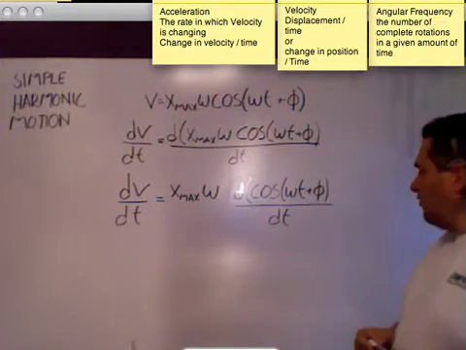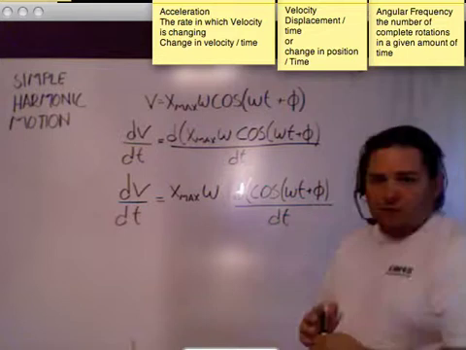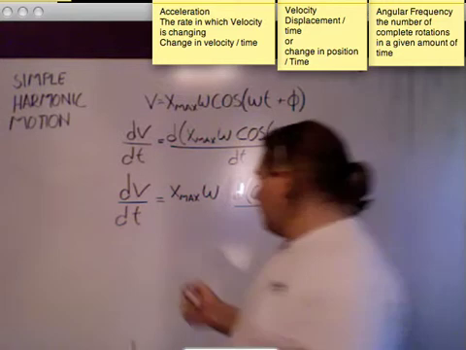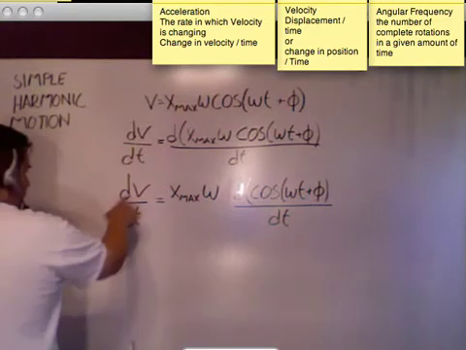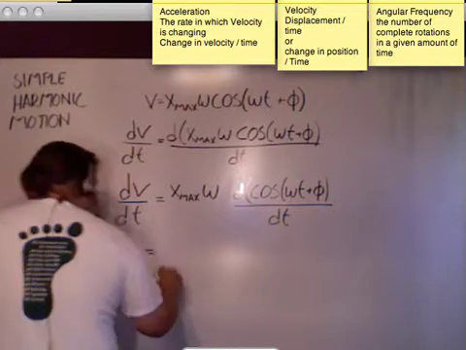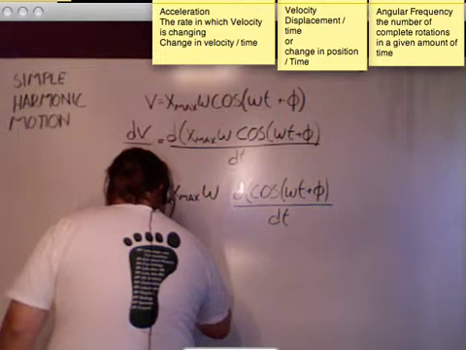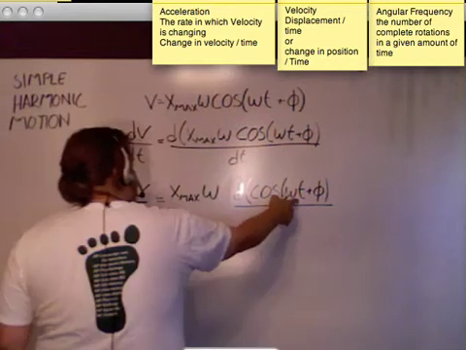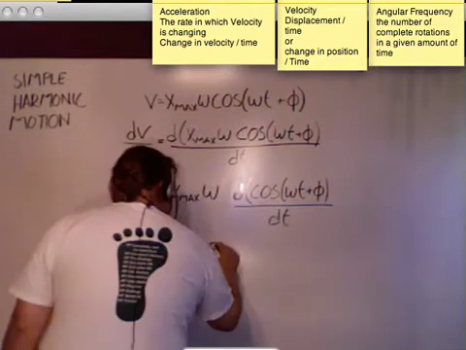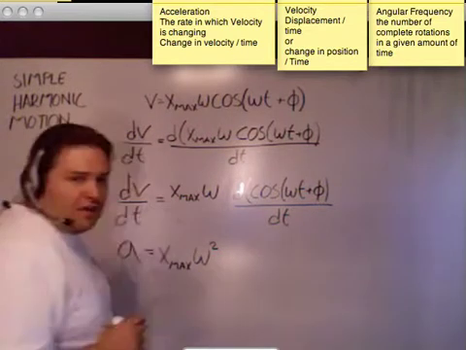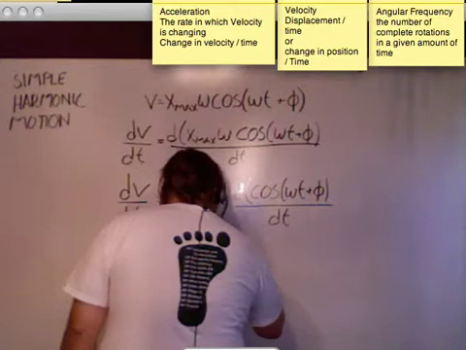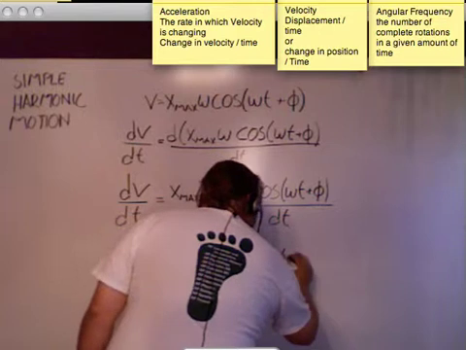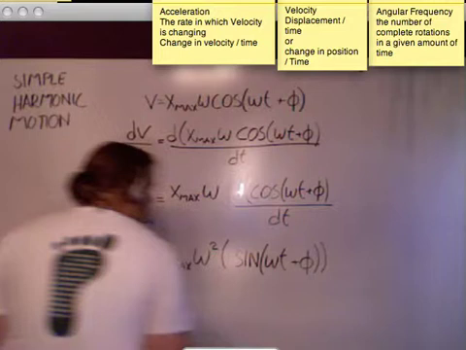Now when I take the derivative of this, the phi is not going to be affected. The omega t is going to be affected. So what that ends up looking like is that I've got the change in velocity over time, which equals acceleration, is equal to x max times omega. Now when I take the derivative of this, this omega gets copied and brought outside. So that becomes omega squared times, now the derivative of cosine is going to be a negative sine, so I'm going to put a parenthesis around it. Negative sine omega t plus phi.